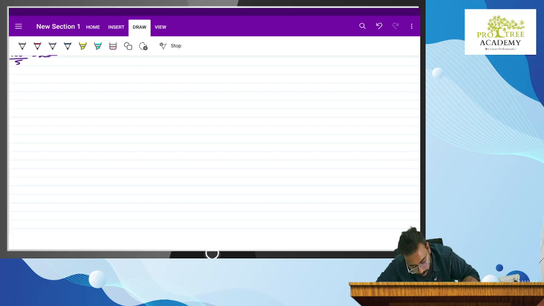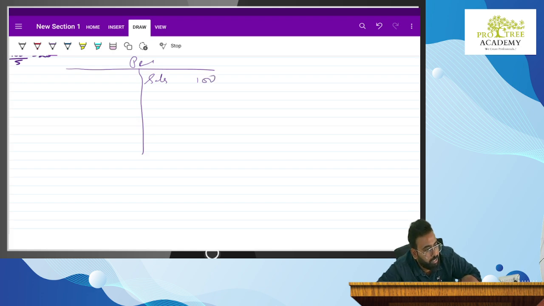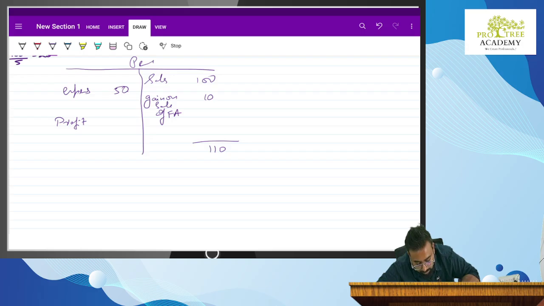Sir, now suppose let's again take the P&L. Simple. Sales, let's assume it as 100. Expenses, let's assume it as 50. Then there is something called gain on sale of fixed assets, 10. Let's assume it. What is the profit, sir? Total 110, minus expenses 50, is 60. Correct?